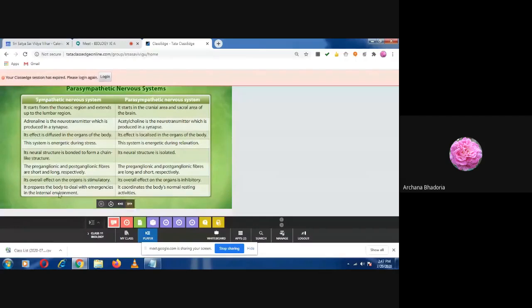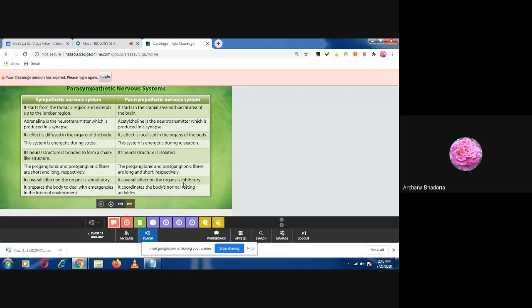And last two points you can write down: the overall effect of the sympathetic on the organ is stimulatory, and the overall effect of the parasympathetic on the organs is inhibitory. Is this point clear to everyone?